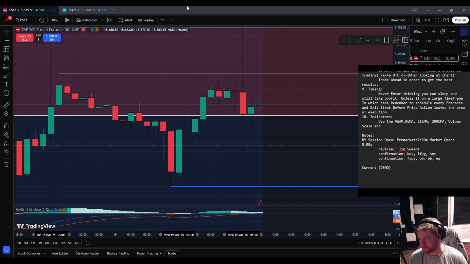SMT divergences are when the indexes lag behind one another, and it only happens at key points. Draws on liquidity. Draws on liquidity occur at highs and lows because liquidity rests there.